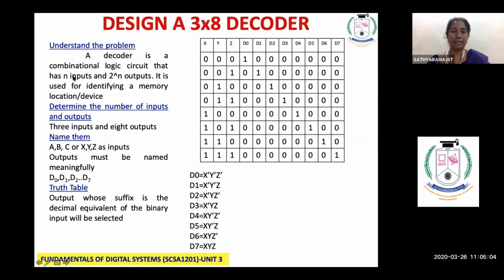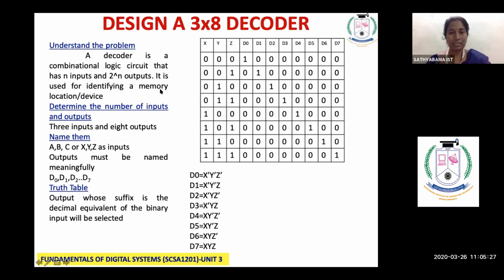Okay? Fine. And this is the application I have given for a decoder. It is used for identifying a memory location or a device. I said, right, whether it is a printer buffer or an input buffer, you can identify it with the help of this. Actually, memory locations can also be identified. That is the real use of a decoder. Anyhow, that you will be studying in computer architecture.